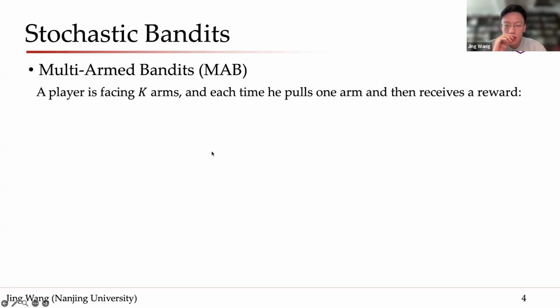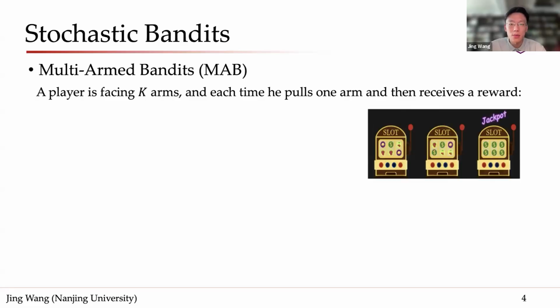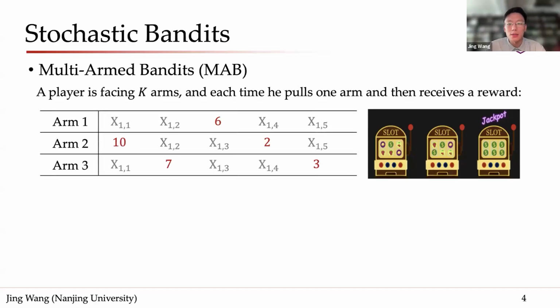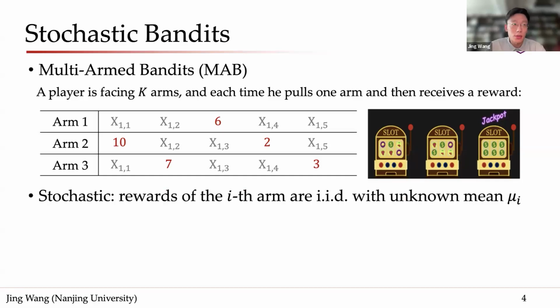In the multi-armed bandits problem, you can think of this as a game with several slot machines or arms. Each time the player can pull one arm and receive a stochastic reward. For example, here we choose three arms, and every time we can choose one arm and observe the corresponding reward. But each time we pull the same arm, we will observe different rewards. This is because the reward comes from a stochastic distribution. So the reward of the i-th arm is i.i.d. sampled from an unknown distribution with unknown mean.